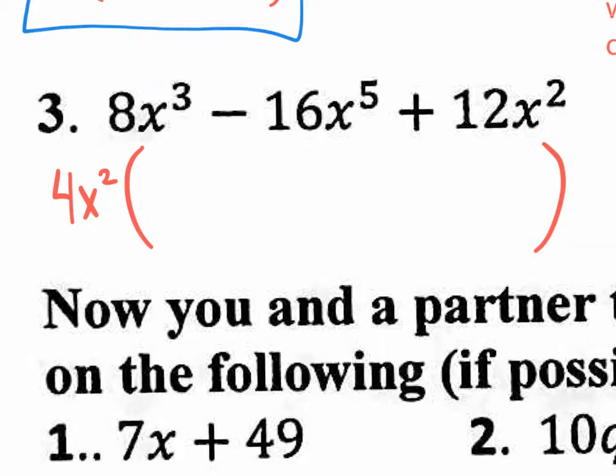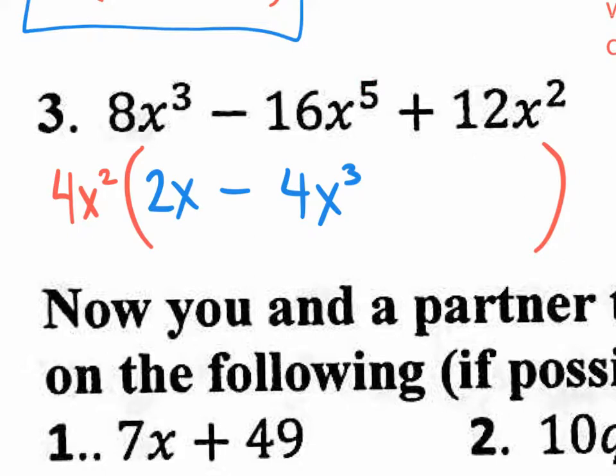2x, right? 2x, because 4x squared times 2x will give me the 8x to the third. Now how about this? 4x squared times what in the middle will give me a negative 16x to the fifth. Negative 4, okay, that gives us a 16 so far. X to the third, right? Because x squared times x to the third is x to the fifth. You add them. You guys following me?